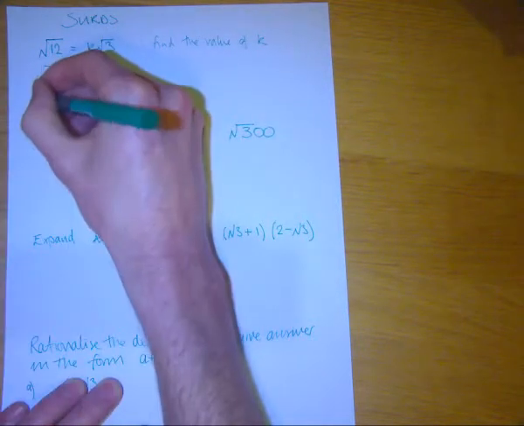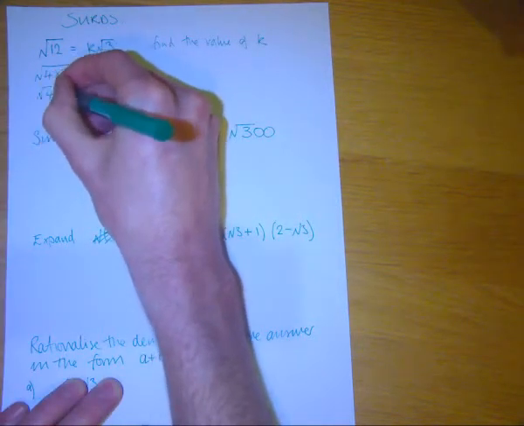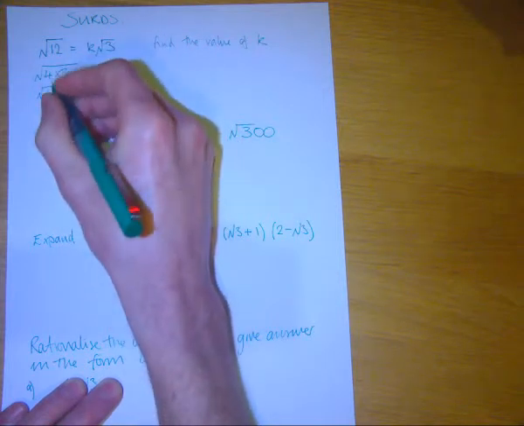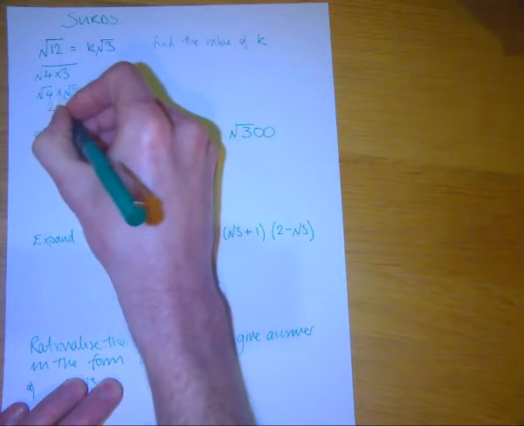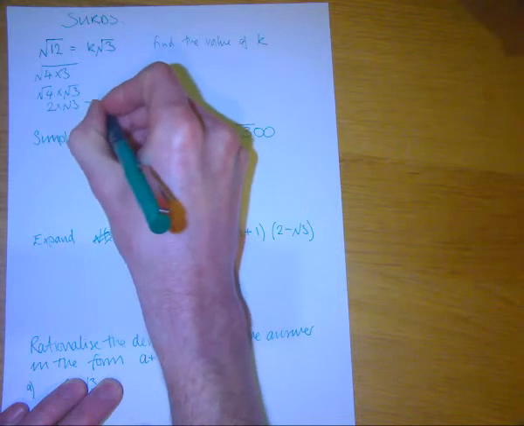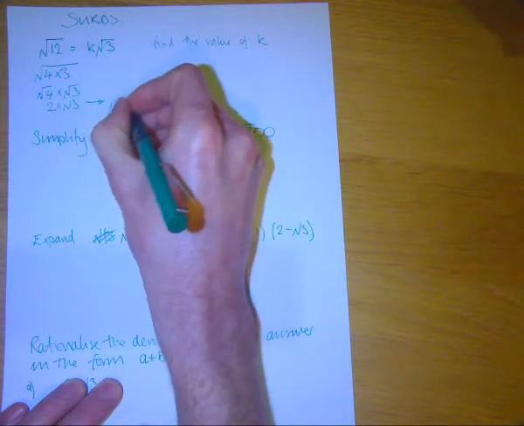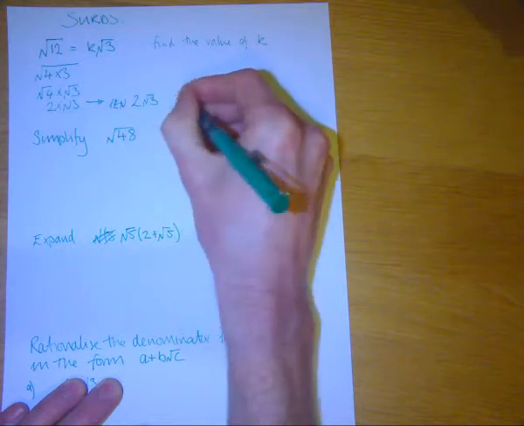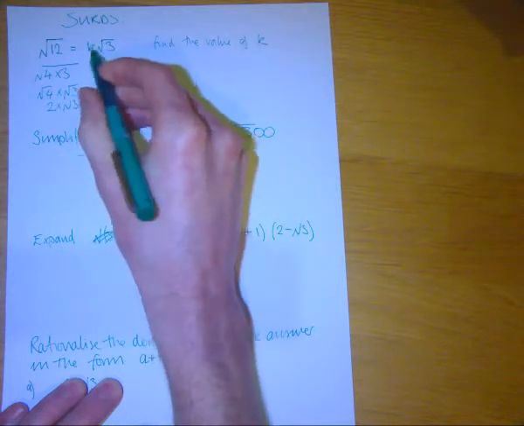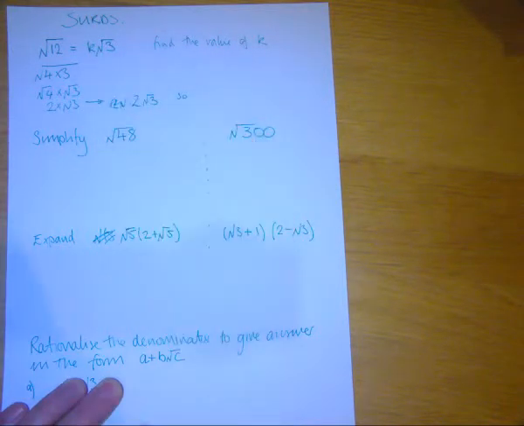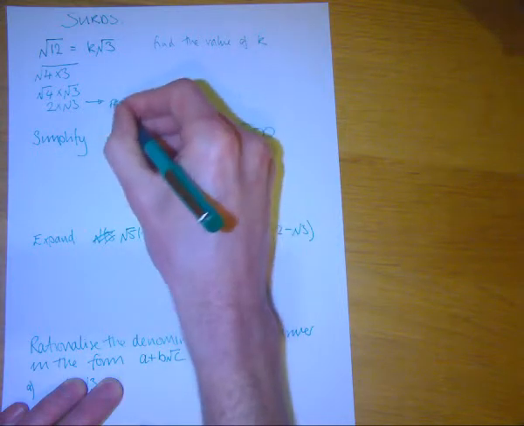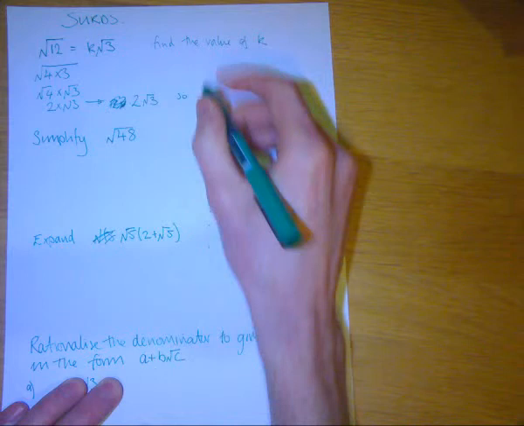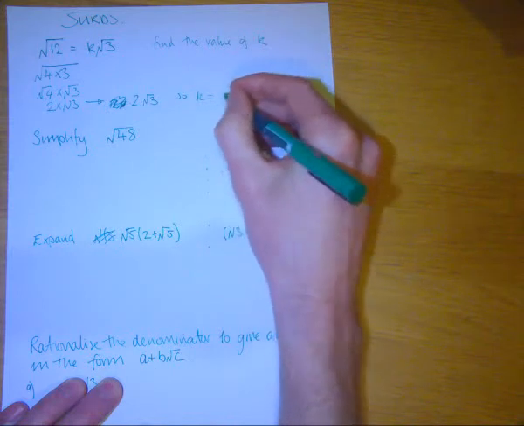I can then say that is the same as the square root of 4 times by the square root of 3. Well, the square root of 4 is 2. So it's 2 times root 3, which we would write as 2 root 3. So in this case, they asked what the k was, and the k there is going to be the 2. So k equals 2.